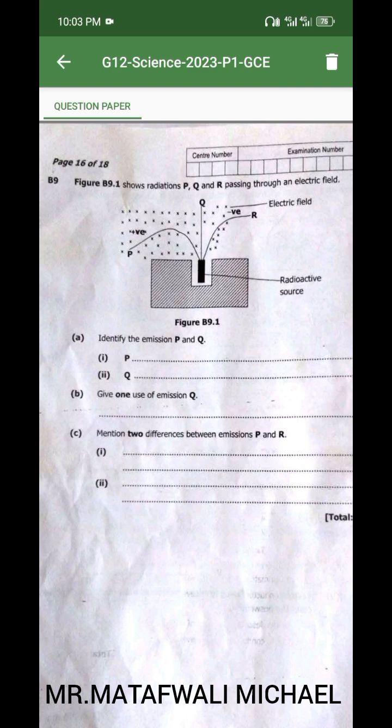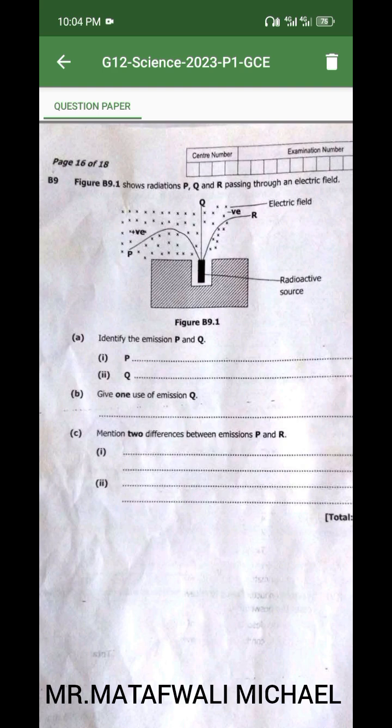So this is SANS 2023 external. We have a radioactive question coming from radioactivity. The question is B9. The question says, figure B9.1 shows radiations P, Q, and R passing through an electric field.